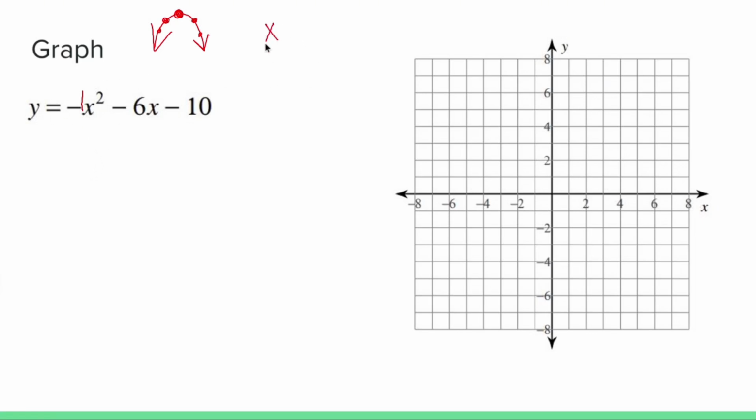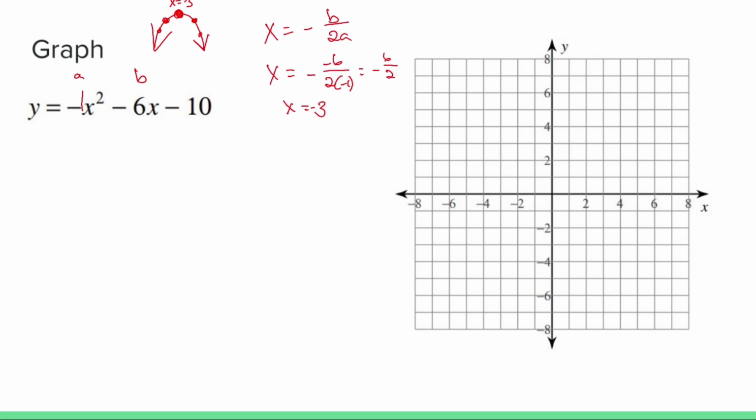Well, the vertex exists at x equals negative b over 2a, right? So this would be my a, this would be my b. So x equals negative 6 over 2 times negative 1. All right, so 3 negatives is going to make the whole thing negative. 6 over 2 is going to be negative 3. So the center of my graph is going to exist when x equals negative 3. Negative 3, not positive 3, negative 3.